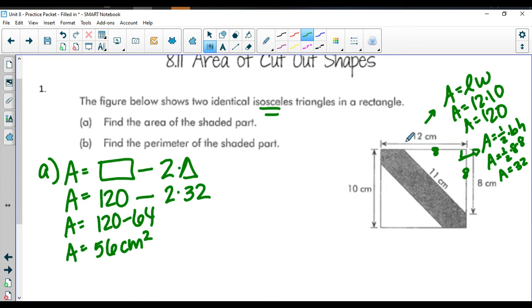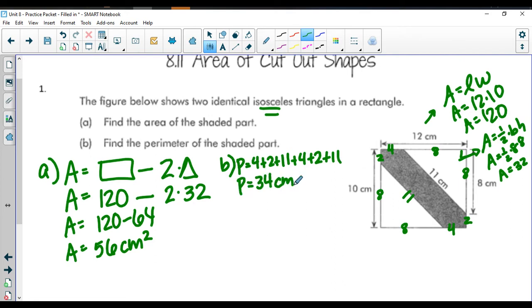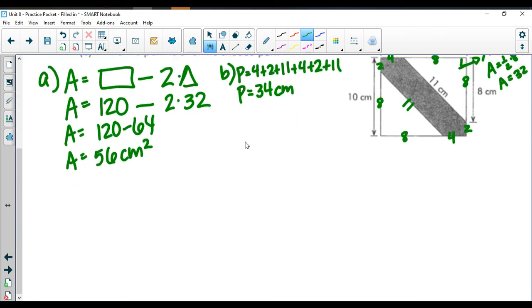So knowing that this part here is 8, since this whole side is 12, that leaves me 4 right here. Since this whole side is 10, but I know that these are identical isosceles triangles, this side is 2. And then down here, this is also 4, and this one's also 2, and this side across would have to be the same thing, 11. So for part B, if I'm finding my perimeter, I have 4 plus 2 plus 11 plus 4 plus 2 plus 11. So that's going to give me a total of 34 centimeters then for your perimeter.